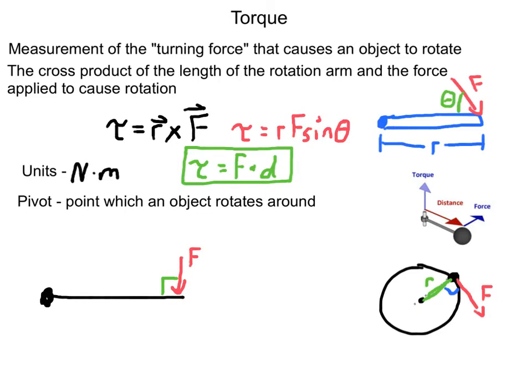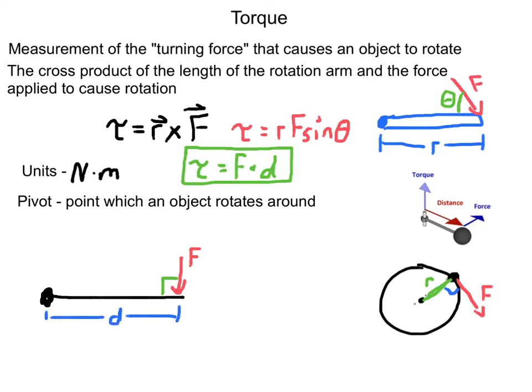Now let's talk a little bit about this equation here. If we're not at an angle like this, where the force isn't hitting perfectly perpendicular, instead if we're at a position something like this, where we have a pivot point, which an object rotates around, and a force being applied perfectly perpendicular to it, we don't have to worry about this sine theta, and so all the problems we do will be where everything's nice and perpendicular. Torque is F times D, where your force is the amount of force that's being applied, and D is the distance from the pivot point to where the force is being applied.